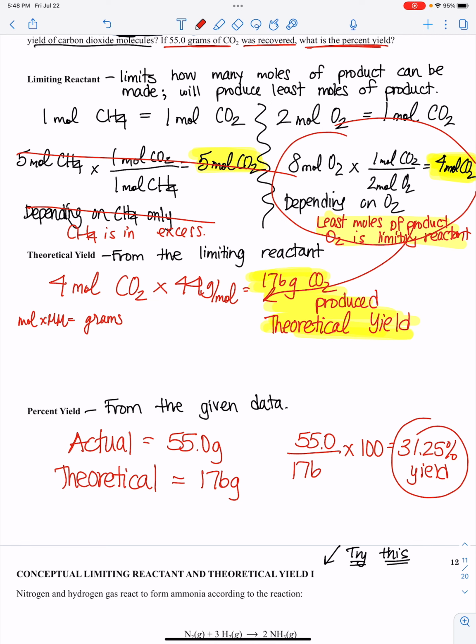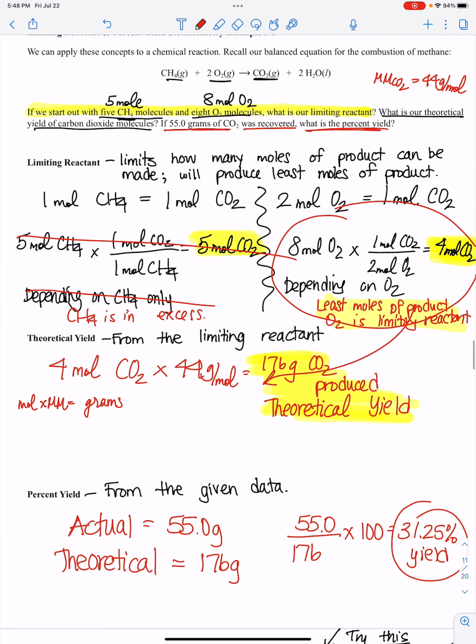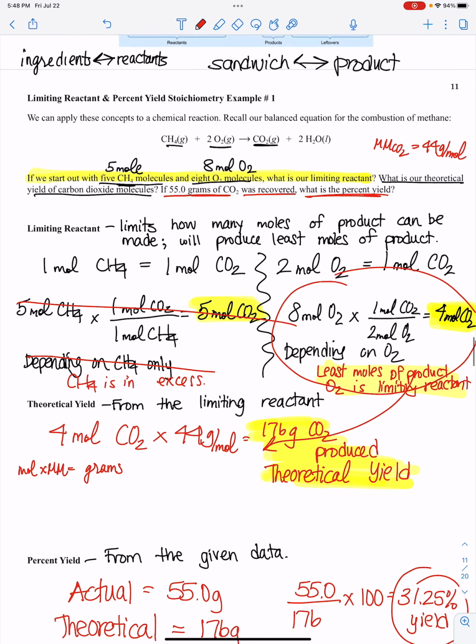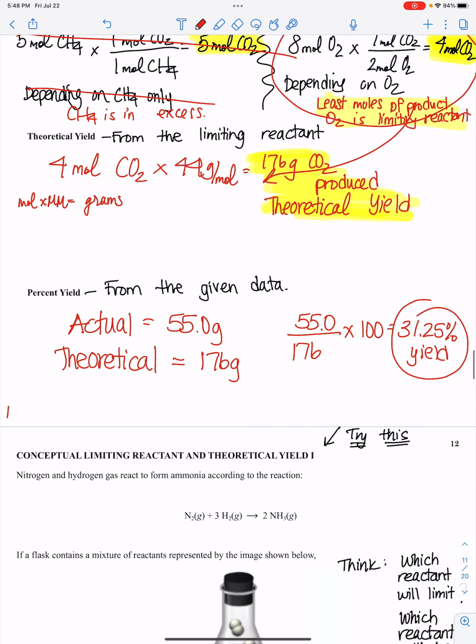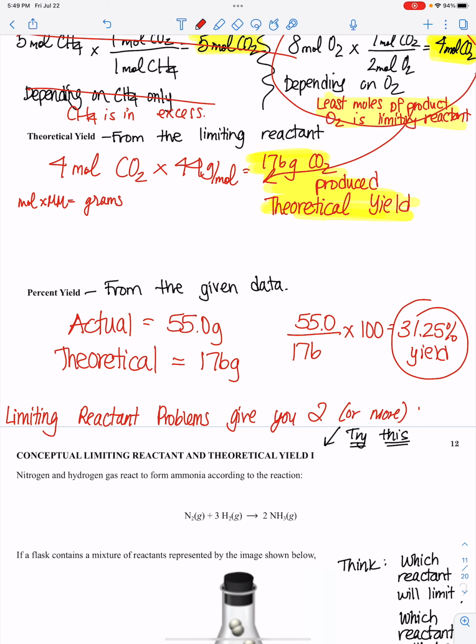Boom, done. So this was just an oversimplified problem here, but this is the concept. This is how we do limiting reactant problems. Now, I didn't mention it, but how will I know I have a limiting reactant problem? Limiting reactant problems give you 2 or more reactant quantities. It would be very important for you to remember that.